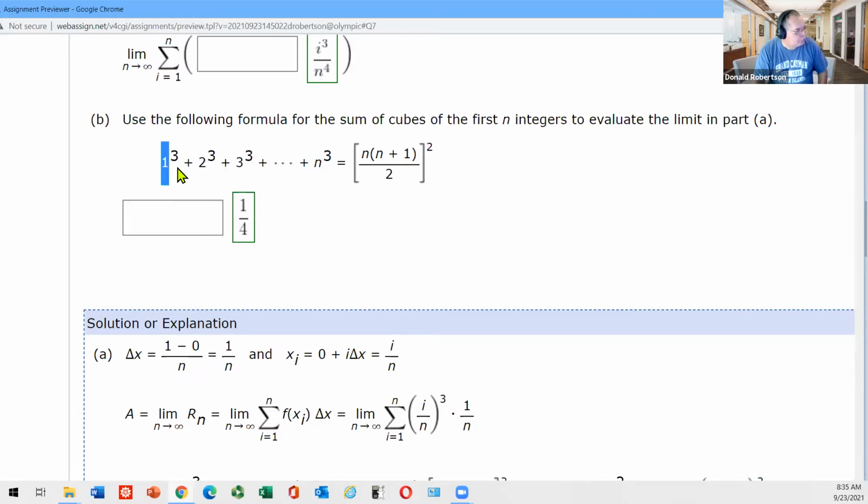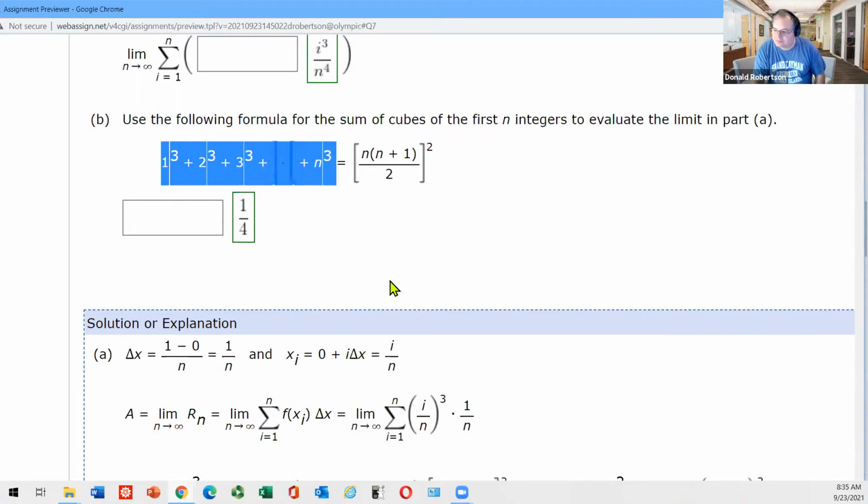So you are not expected to know that this is equal to that. You're just expected to use that this is equal to that. Oh, and by the way, this is sigma i equals 1 to n of i cubed. That's what sigma i equals 1 to n of i cubed looks like. So that's where that came from.